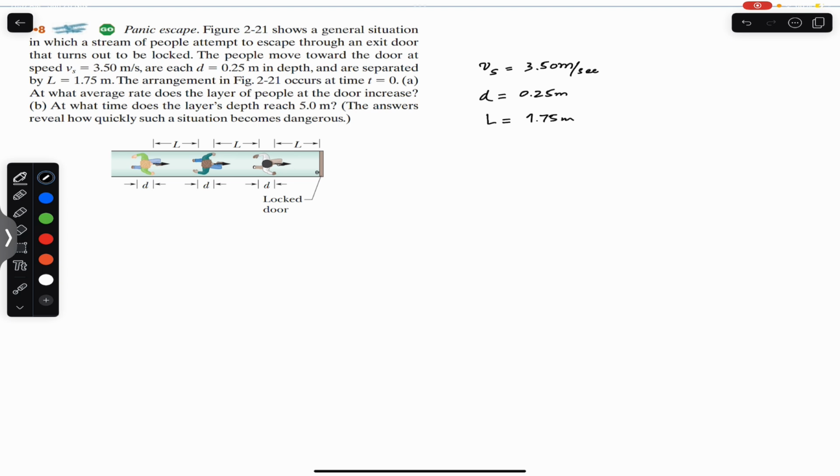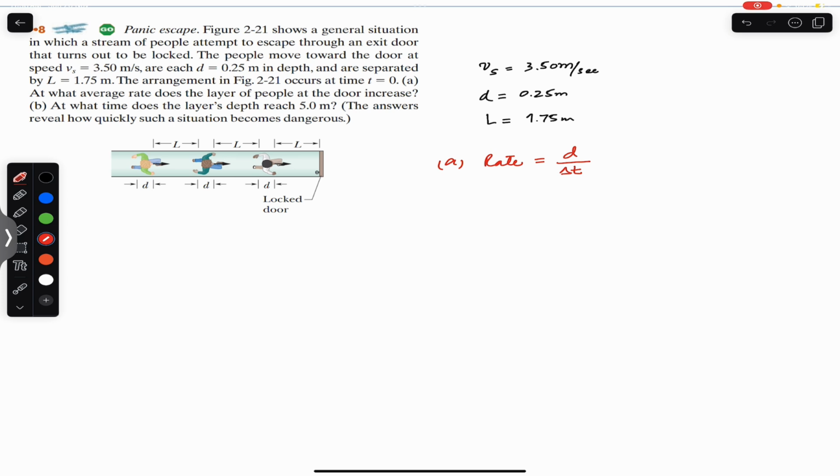So in part A we want to find the rate at which the depth increases in front of the door, or we can say the depth of the bodies that is accumulated at the door. So the rate will be equal to the depth of bodies divided by delta t. The rate is just like the velocity. The rate is equal to the depth of the bodies accumulated per unit time, so d divided by delta t.